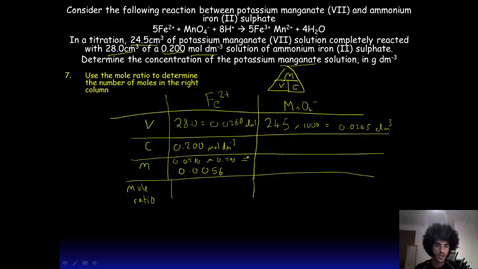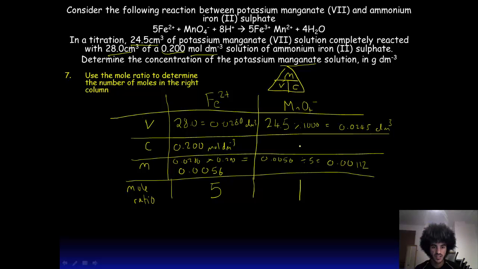Next step. Use the mole ratio to determine the number of moles in the right column. To do this bit, I need to work out the ratio of moles for the iron and the manganese. Let's have a look up here. I've got 5 there, and there's no number there, which is basically 1. So for iron, it's 5, and for the manganese ion, it's 1. That means that for every 5 moles of this, it reacts with 1 mole of that. I don't have 5 moles. I've got 0.0056. So we need to divide that by 5 to get the ratio spot on. So 0.0056 divided by 5 gives me 0.00112 moles.